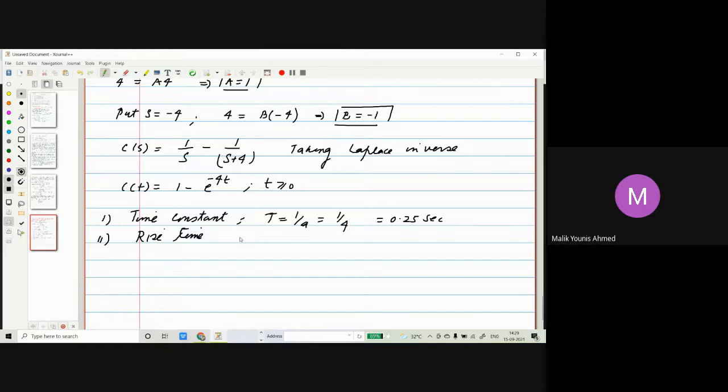Rise time. Rise time is tr, and we have just derived it. It is 2.2 by a. A we know is 4. So that is 2.2 by 4, and this comes out to be 0.55 seconds. And third, we have settling time.